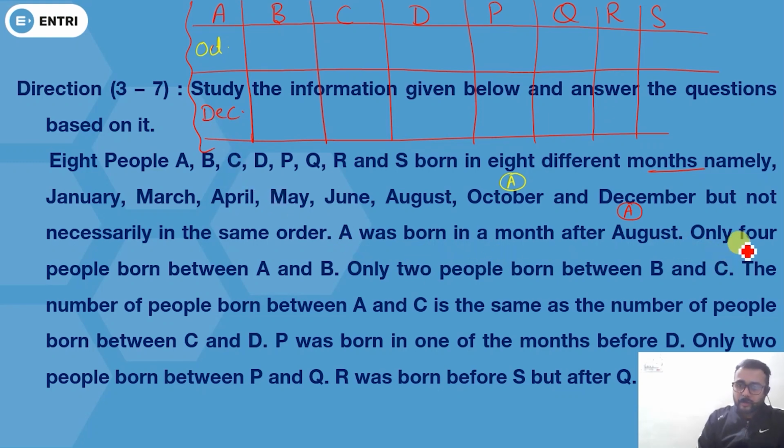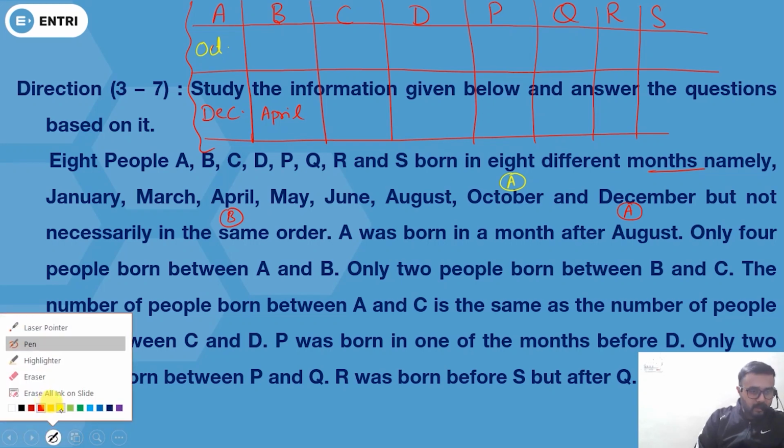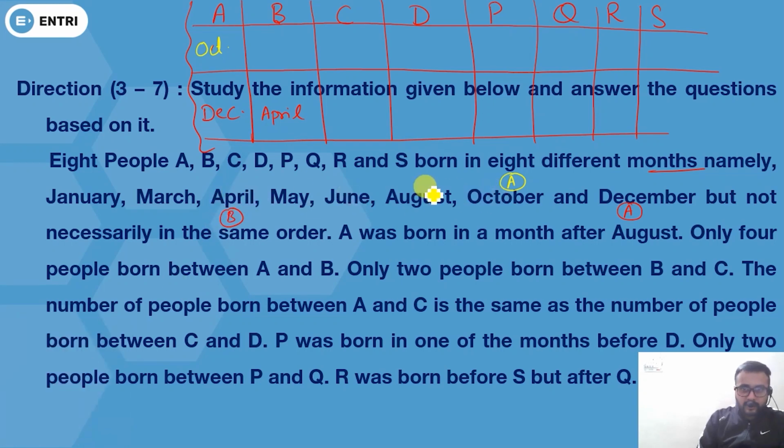Only 4 people are born between A and B. Suppose A was born in December, then counting 1, 2, 3, 4, B will be born in April according to this. Clear? But according to the other case, counting 1, 2, 3, 4, B will be born in March.